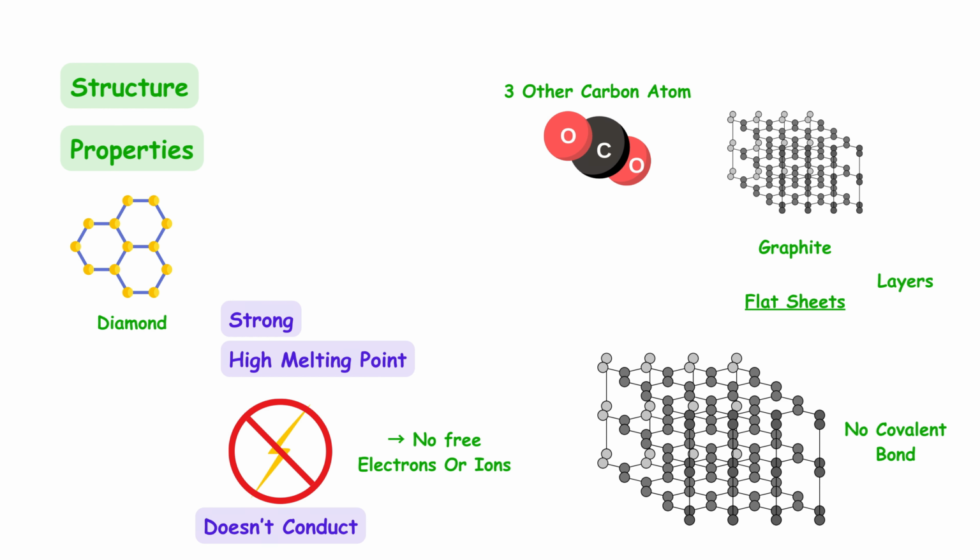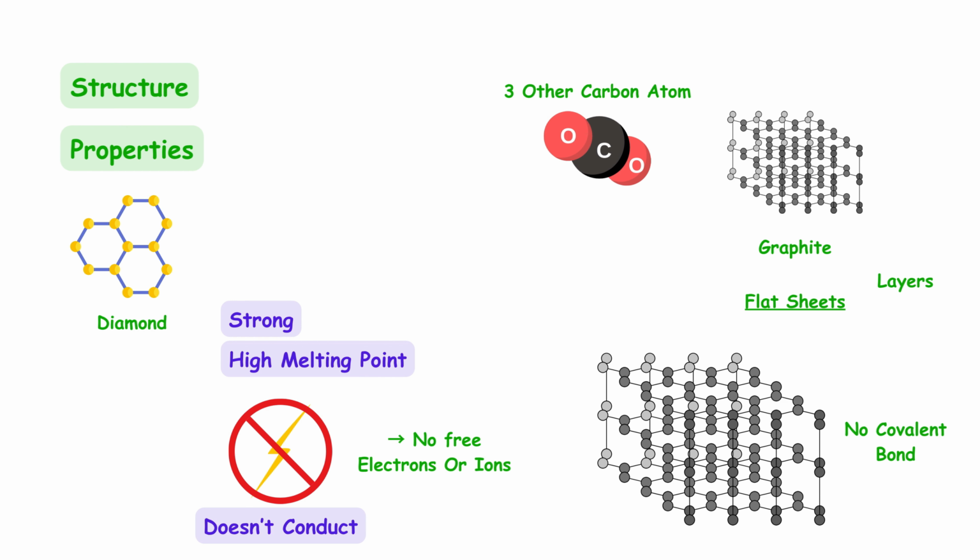Now, if we compare these properties with those of graphite, we begin to notice some key differences. Each carbon atom in graphite is bonded to only 3 other carbon atoms instead of 4. These atoms are arranged into hexagonal patterns, forming flat sheets. These sheets are then stacked on top of one another in multiple layers, but here's the interesting part.